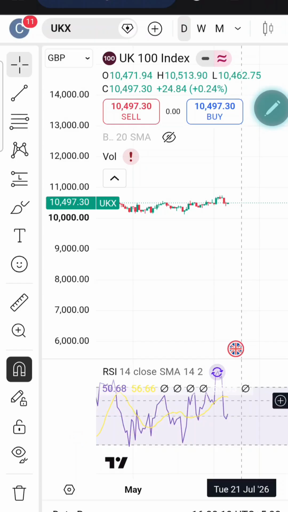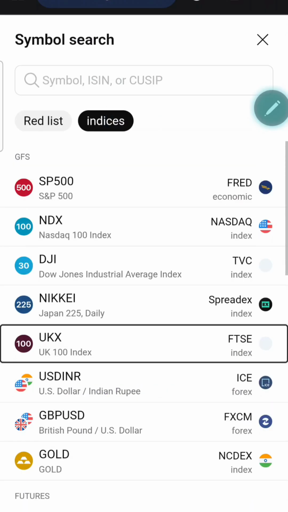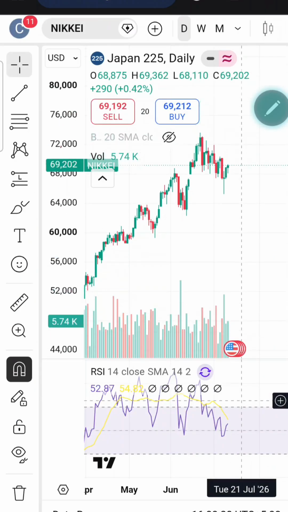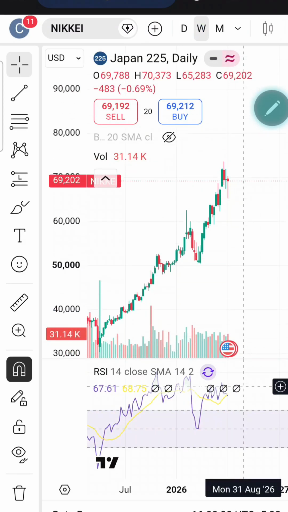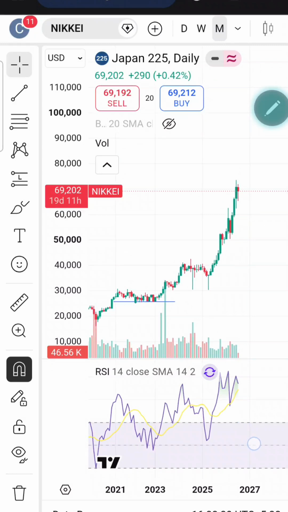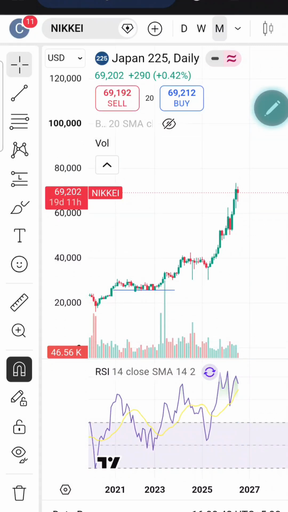Let's go for the Japan markets. We'll see what is happening in the Japan markets. Nikkei 2020. See, on a daily basis it is in a side zone. On a weekly basis there is no problem, above RSI 60. On a monthly basis also there is no problem, absolutely it is above 60. So this is again in advanced mode.